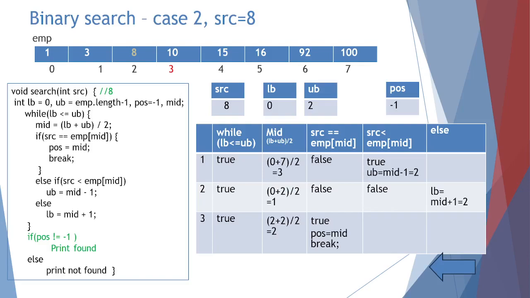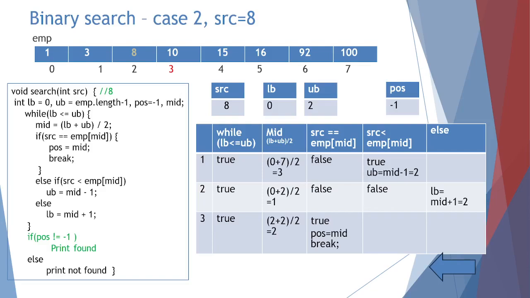Emp of mid, that is emp of 1, is 3. And we are searching for 8. Is it equivalent? False. And next statement, else if SRC less than emp of mid. Emp of mid is 3. SRC is not less because we are searching for 8. It is greater than. So it goes to else and says LB is equal to mid plus 1.